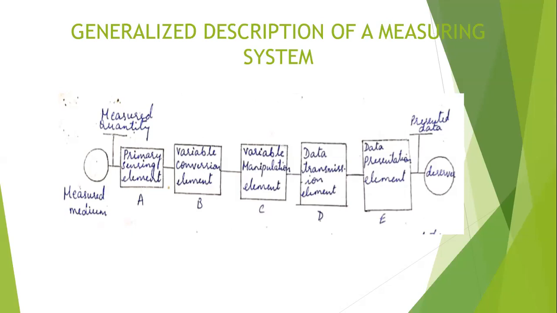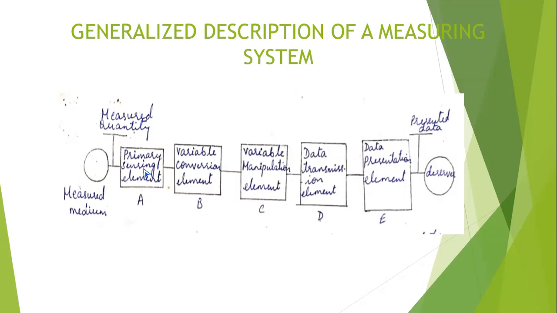First, the measured medium and the measured quantity. The measured medium is weighing of the sugar by using an electronic weighing machine. The measured quantity is the weight of the sugar. The transformation or translation: the weight of the sugar you have to measure.